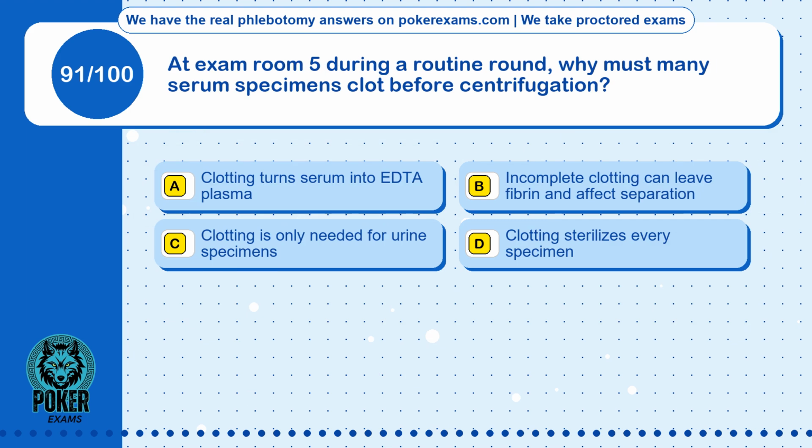Question 91. At exam room 5 during a routine round, why must many serum specimens clot before centrifugation? Option A, clotting turns serum into EDTA plasma. Option B, incomplete clotting can leave fibrin and affect separation. Option C, clotting is only needed for urine specimens. Option D, clotting sterilizes every specimen.